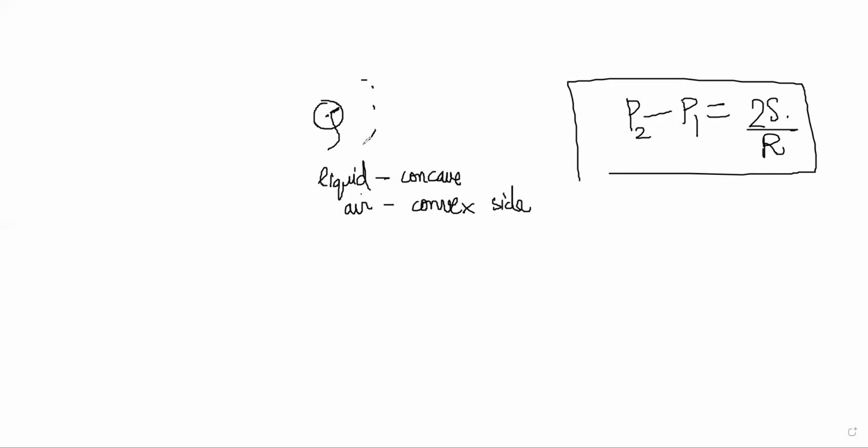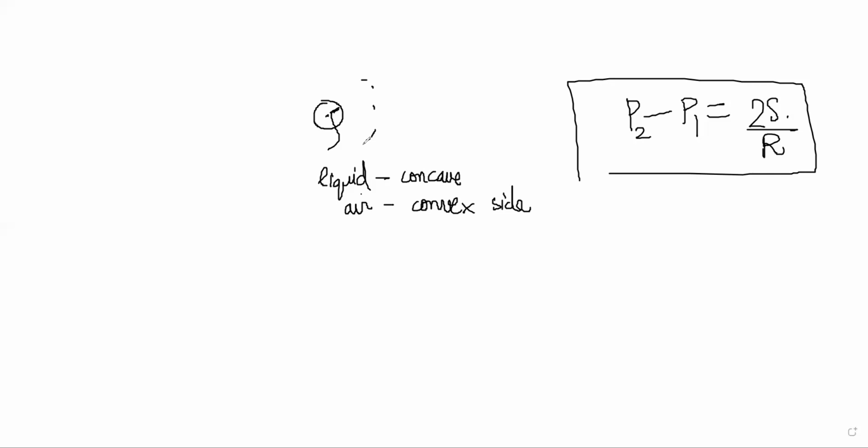Now he says if we have an air bubble inside a liquid, a single surface is formed. There's just a layer of air, so one surface is formed inside a liquid. There is air on the concave side and liquid on the convex side. The pressure on the concave side is greater than the pressure on the convex side, again by an amount of 2S by r. So he's talking about an air bubble in a liquid.